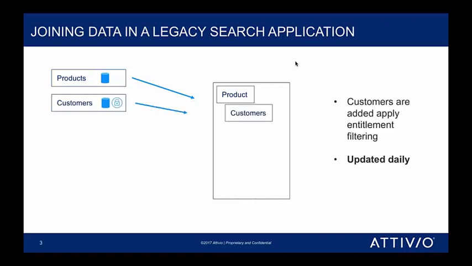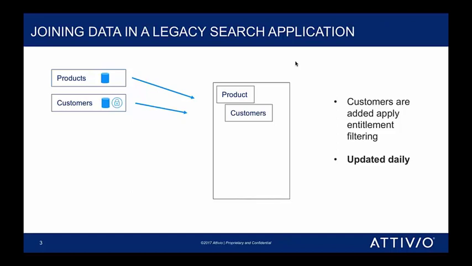But if your business has any notion of entitlements and want to filter documents in any way, then you will also want to index your customer information along with the products. That will make sure that customers only see products that they are entitled to see.